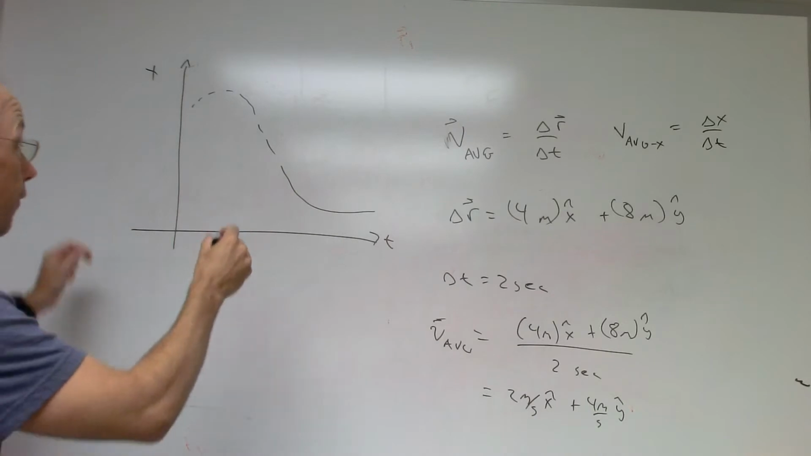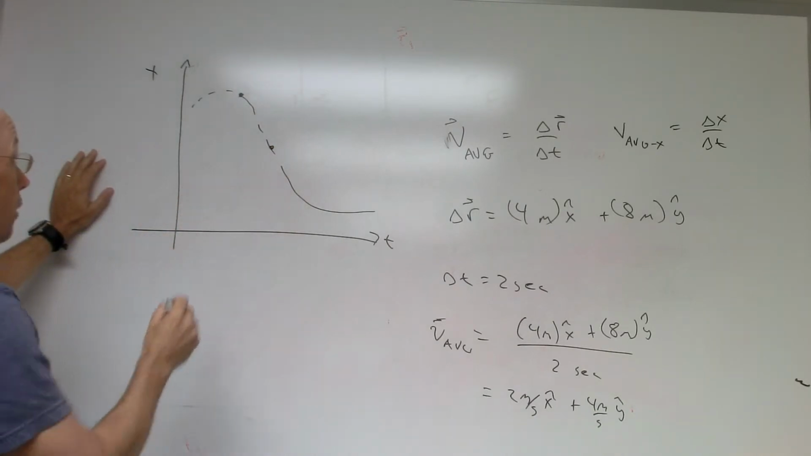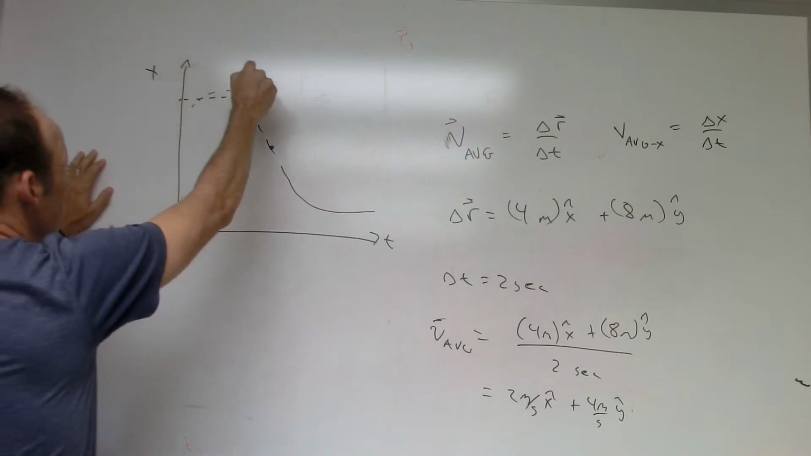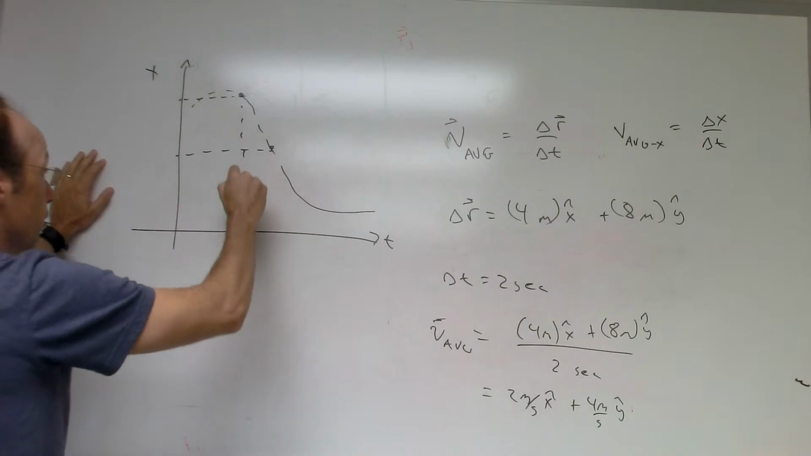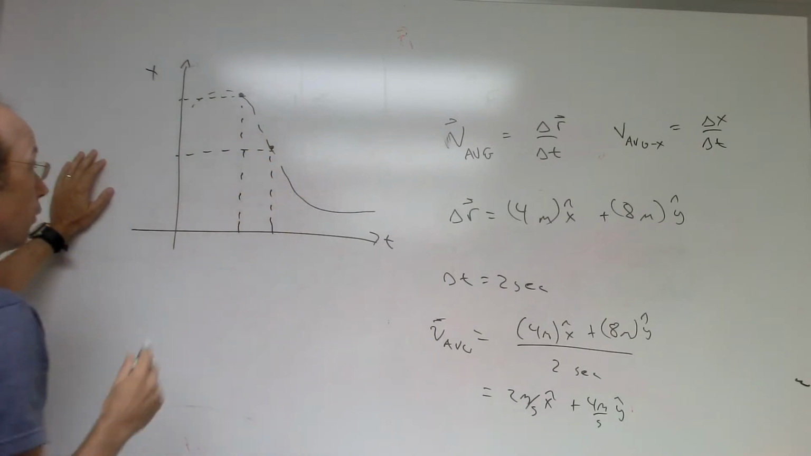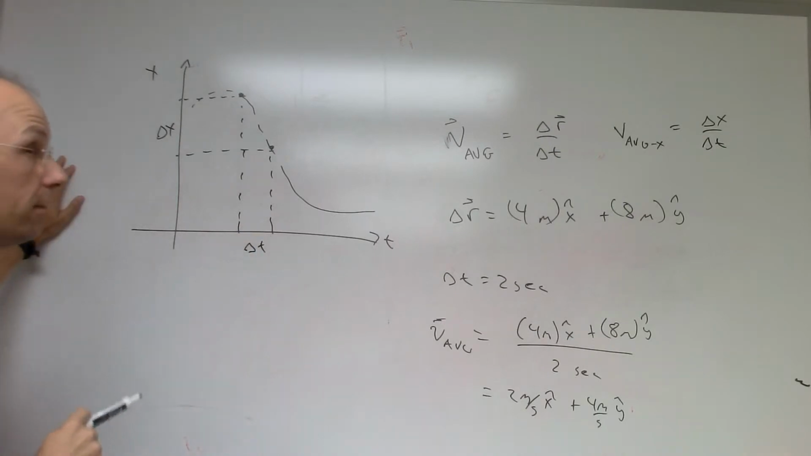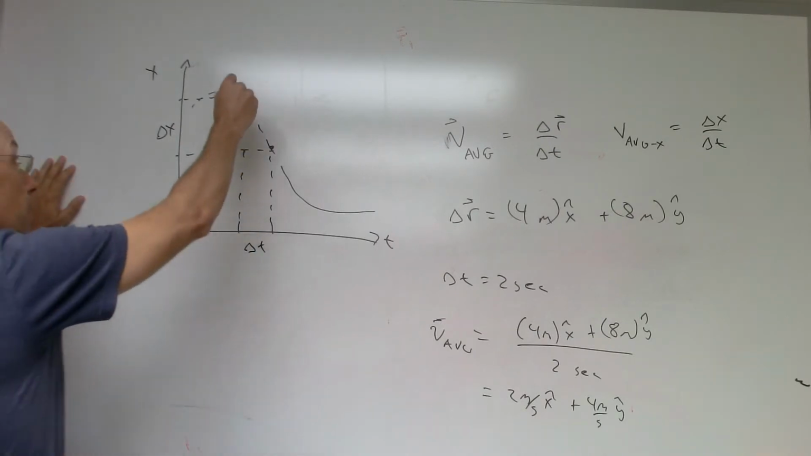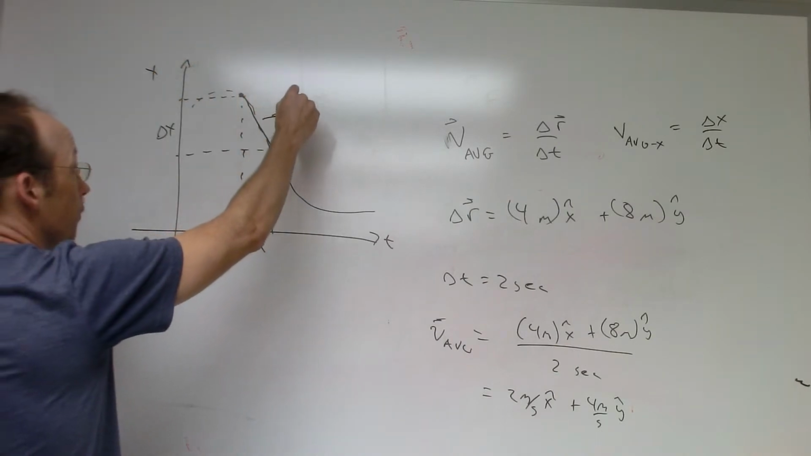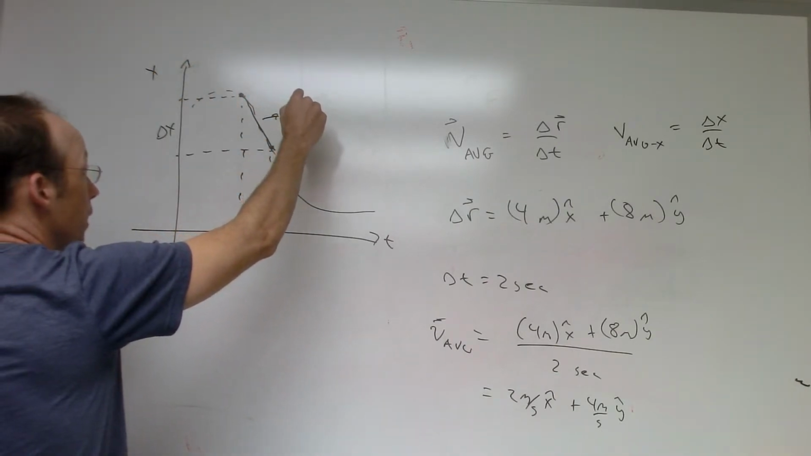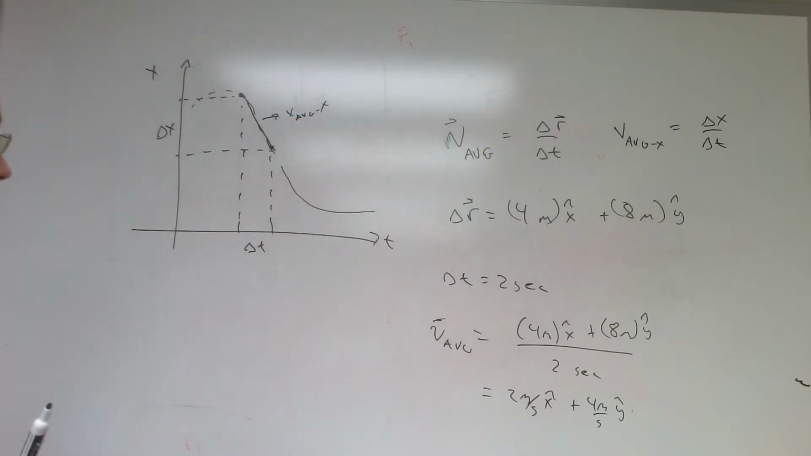So if I take 2 points right here, the change in x would be this, and the change in t would be this. And so if I take delta x over delta t, that looks exactly like the slope, and that's what it is. The slope of this line of x versus t is the average velocity. V average x is the slope.